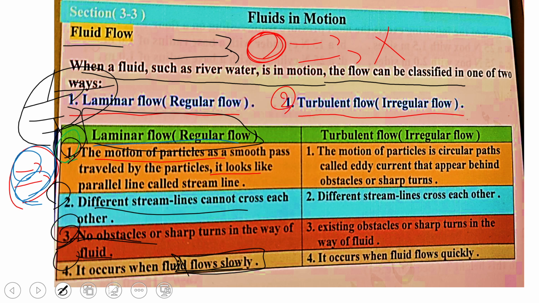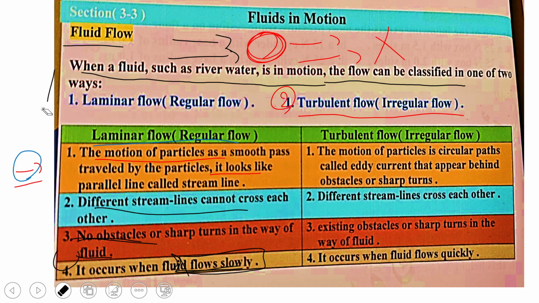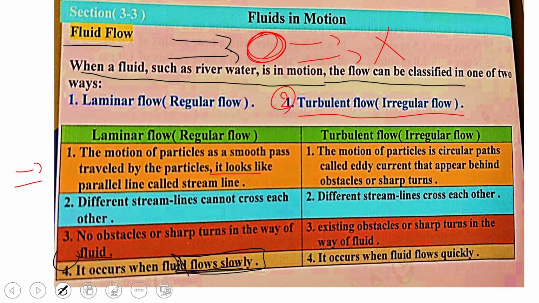We have the second type of moving water, which is called turbulent flow, or irregular flow. Students, what we have studied here in the first type, you can directly make it opposite. Same thing, but make it opposite. How, mister?